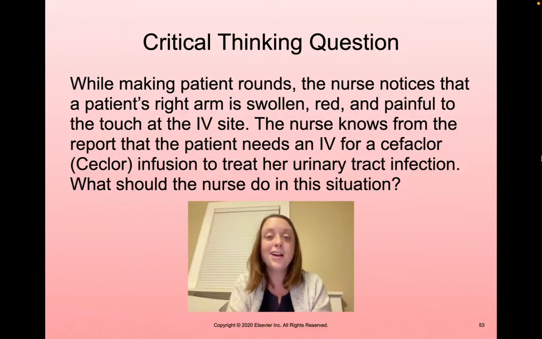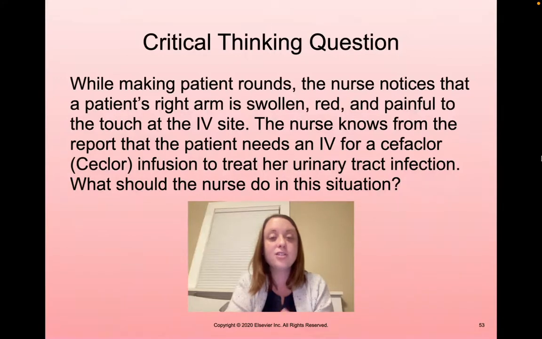Almost done. Let's apply this to a patient now. So, while making patient rounds, the nurse notices that a patient's right arm is swollen, red, and painful to the touch at the IV site. The nurse knows from the report that the patient needs an IV for a cefaclor infusion to treat her urinary tract infection. So, what should the nurse do in this situation?